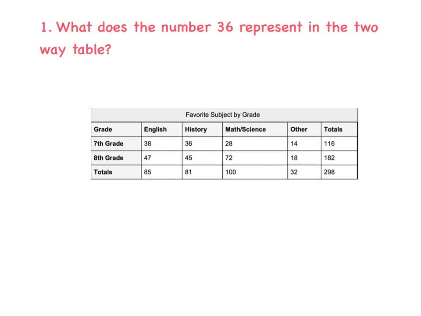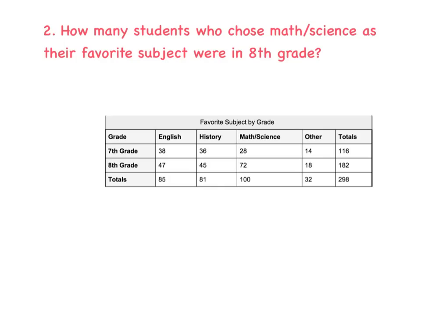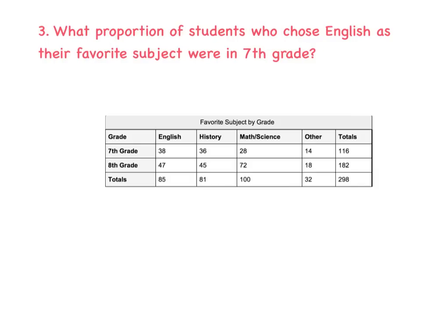Now it's your turn to try. First question, what does the number 36 represent in the two-way table? Number 2, how many students who chose math and science as their favorite subject were in 8th grade? Question number 3, what proportion of students who chose English as their favorite subject were in 7th grade?